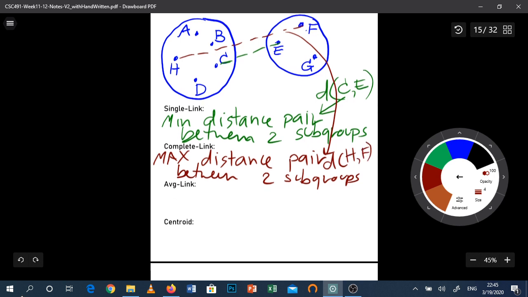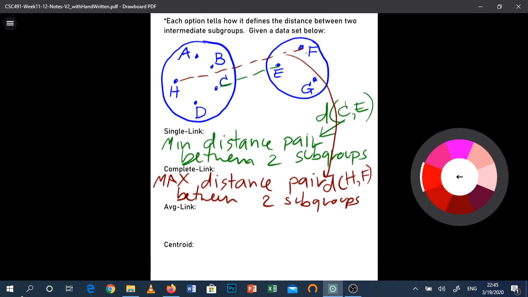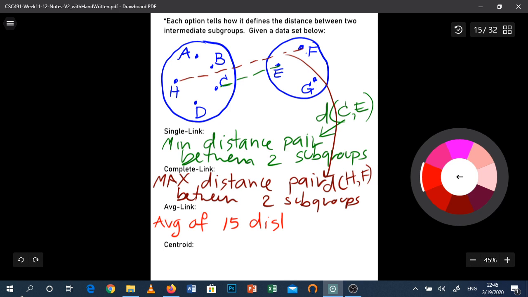And you guessed it, for the average link, the representative is the average of 15 distance pairs. In this example, there are 15 pairs possible.